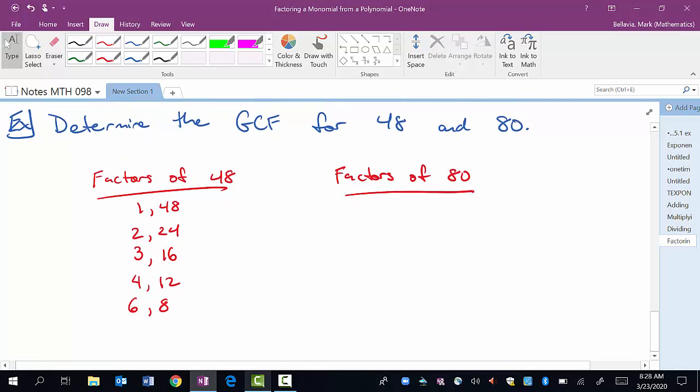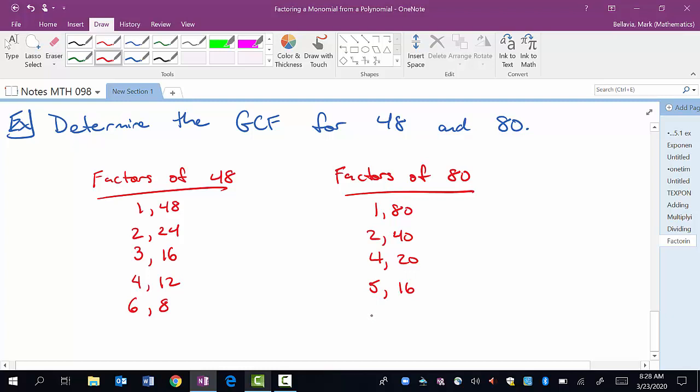What are the factors of 80? Well, we start with 1 times 80. Now we say, okay, is 2 a factor? Well, 2 times 40 will give me 80. Is 3 a factor? Well, if you do 80 divided by 3, it doesn't come out evenly. Is 4 a factor? Well, 80 divided by 4 is 20. Is 5 a factor? Well, 80 divided by 5 gives you 16. In other words, 5 times 16 gives you 80.